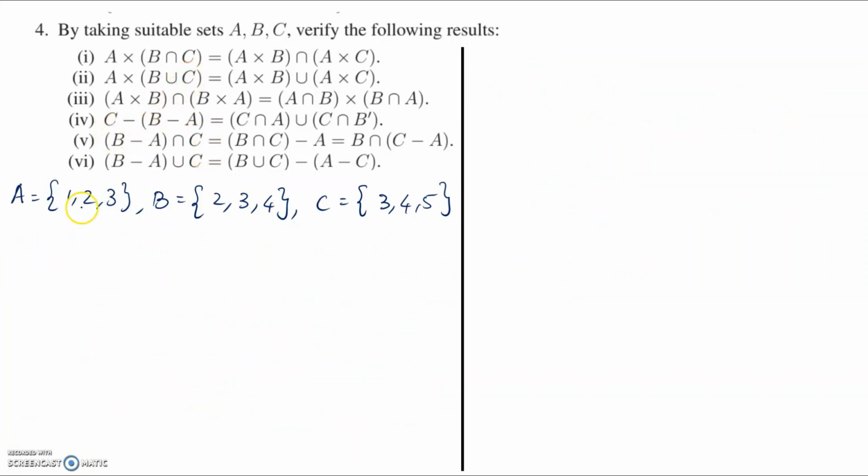Question number 4. So in question number 4, you are given to prove C minus B minus A is equal to C intersection A union with C intersection B dash. Now we have a B complement. So for B complement, we need to have a universal set. So let's define our universal set U as 1, 2, 3, 4, and 5. Right? So now let's take the left hand side.